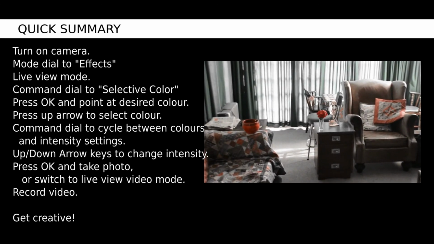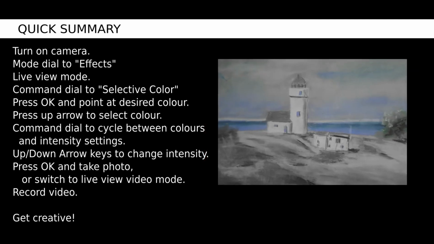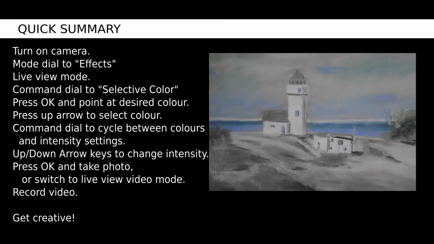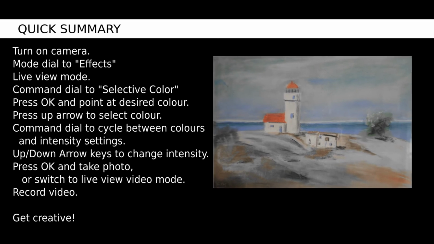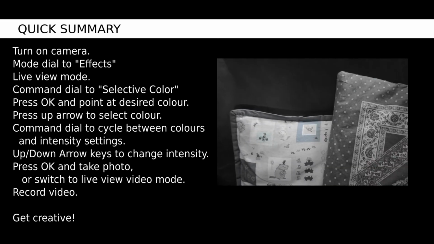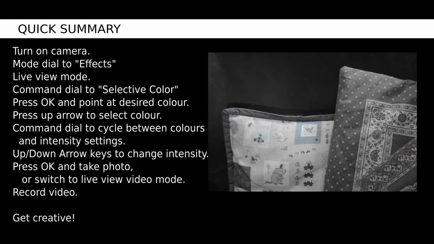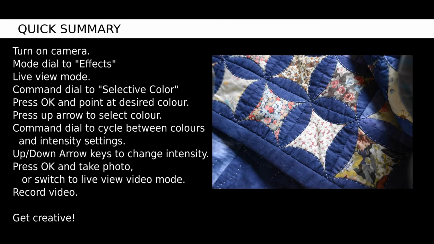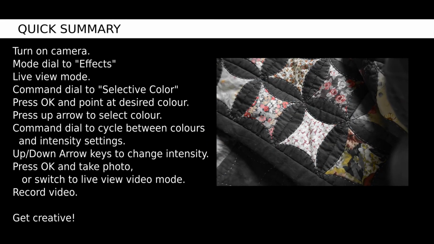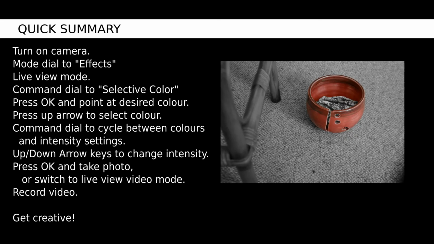Command dial to cycle between colors and intensity settings. Up/down arrow keys to change intensity. Press OK and take photo or switch to live view video mode. Record video. Get creative. Creative? Yep, creative.